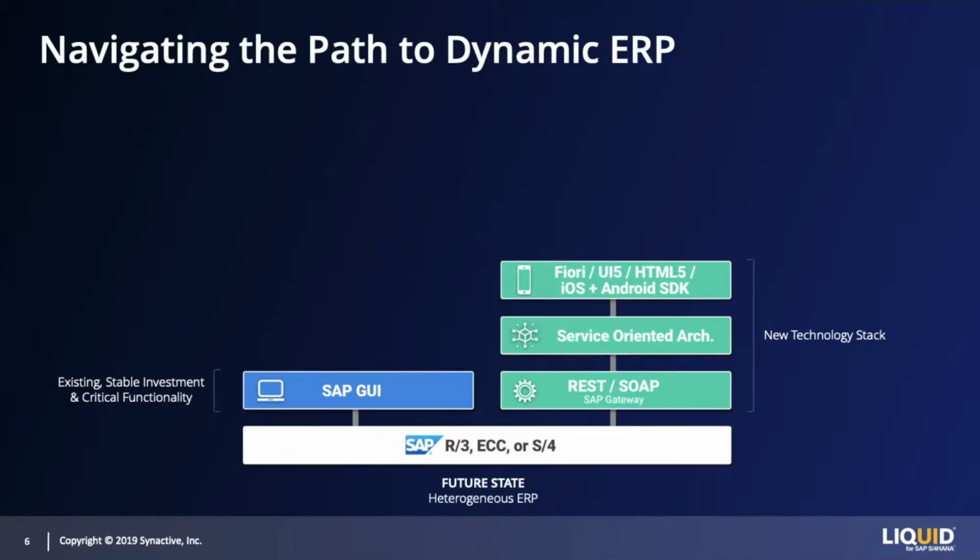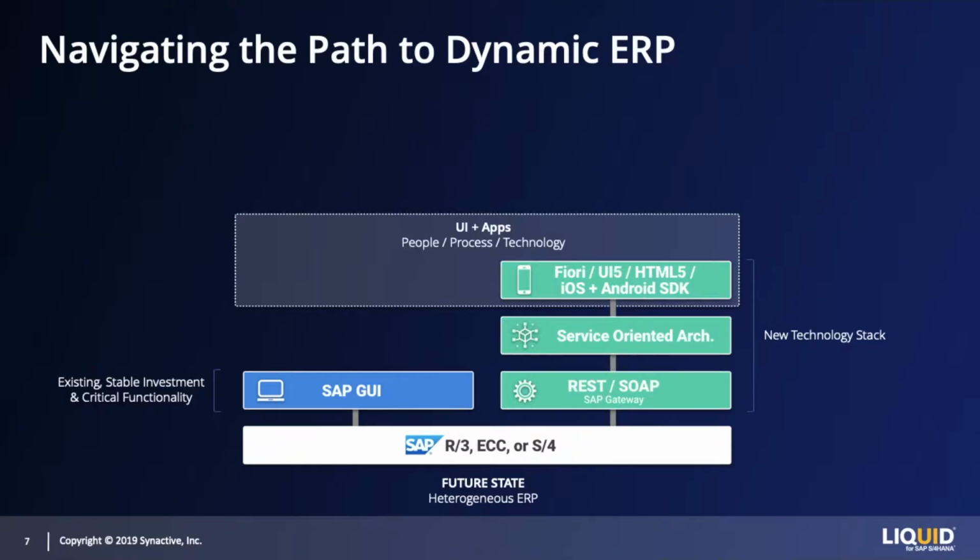Well, those who've transformed successfully have realized that you can't just throw the baby out with the bathwater. There's too much stability, there's too much prior investment in the SAP GUI to abandon it. So they plan their transformation around a hybrid SAP landscape. But if you just retain the SAP GUI as is and do nothing to modernize it, you will create what we're calling a user adoption gap. And that's because basically everybody knows the SAP GUI does not provide a consumer-grade user experience.